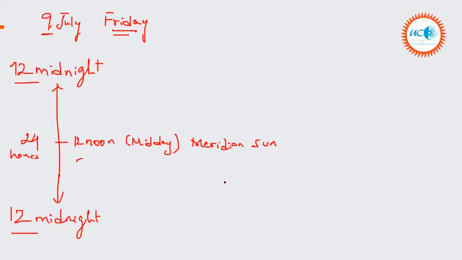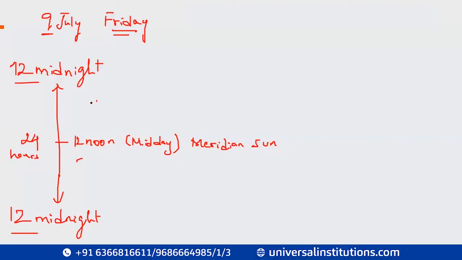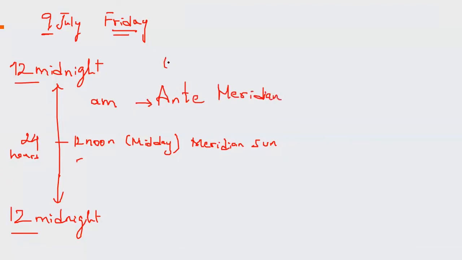So you know, meridian sun. Whenever you have to talk about time, from midnight to noon, you have to say AM, which means anti-meridian. Please see the spelling, anti-meridian, meaning before noon. A-N-T-E means before noon.